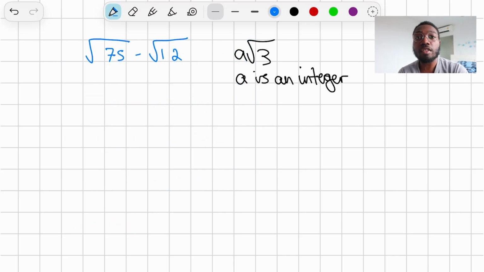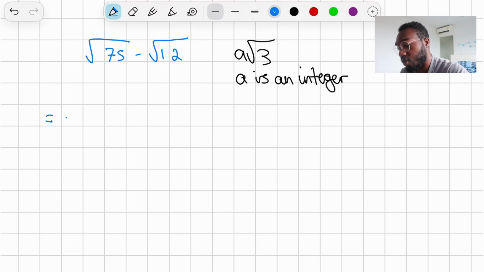So for our last question today, we have to simplify the square root of 75 minus the square root of 12, and we need to give it in the form of a root 3, where a is an integer. So this is an exam style question, so let's go through it. For this one, again, just simplify down as normal. You want to find a square number factor. If we start with 75, then 75 has 25 as a square number factor. 25 times 3 is equal to 75.